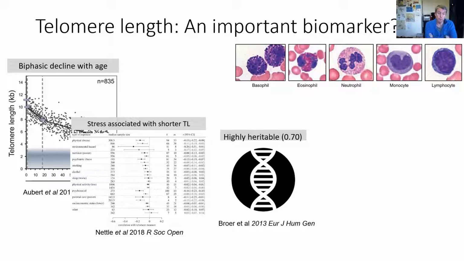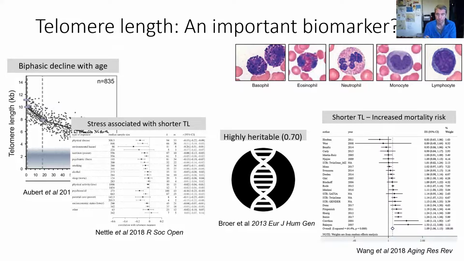There's also evidence from a number of human studies that telomere length is repeatable over the course of an individual's lifetime, and also that it may be highly heritable. Heritability estimates in humans vary a little bit, but they're often found to be quite high. In this particular meta-analysis, it was found to be very high, at around 70%. So there's a genetic contribution to variation in telomere length.